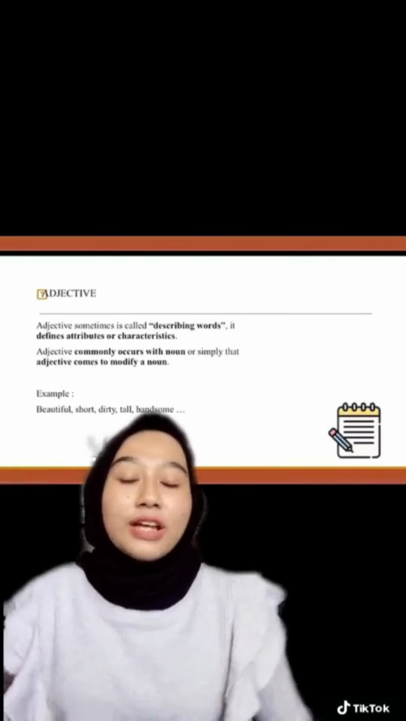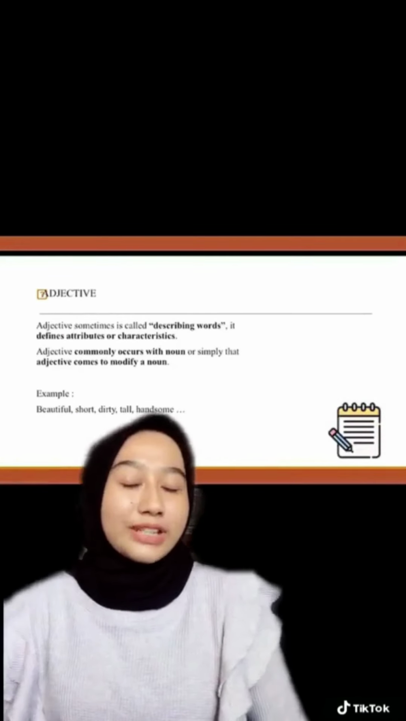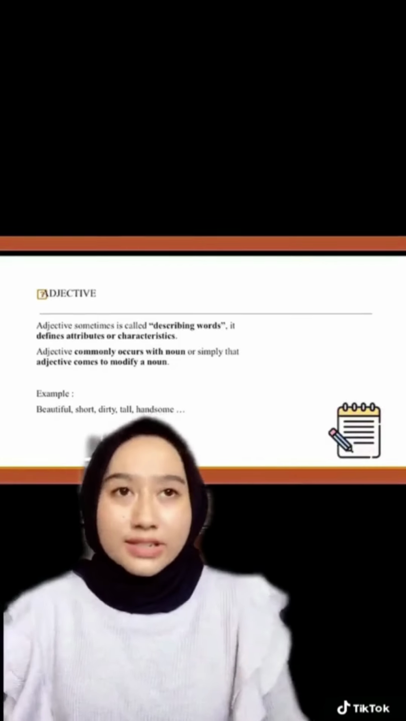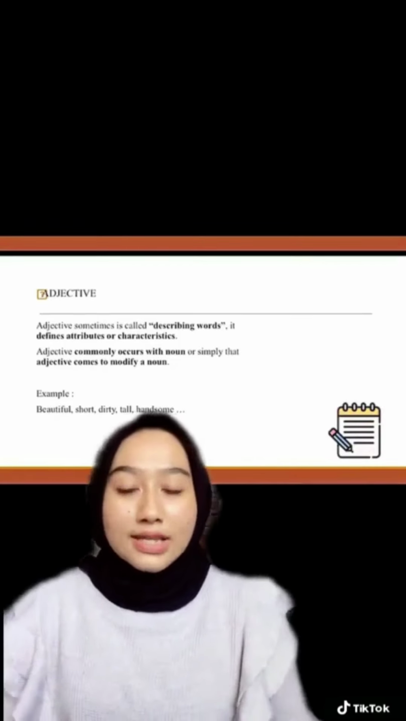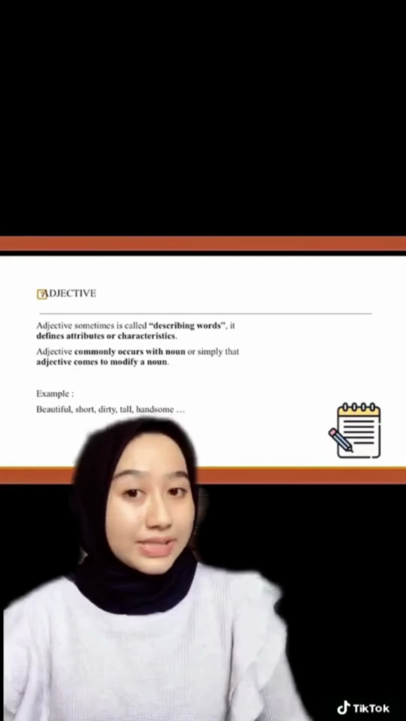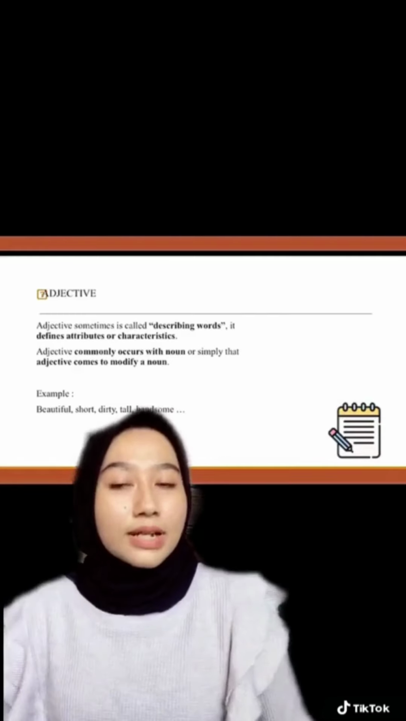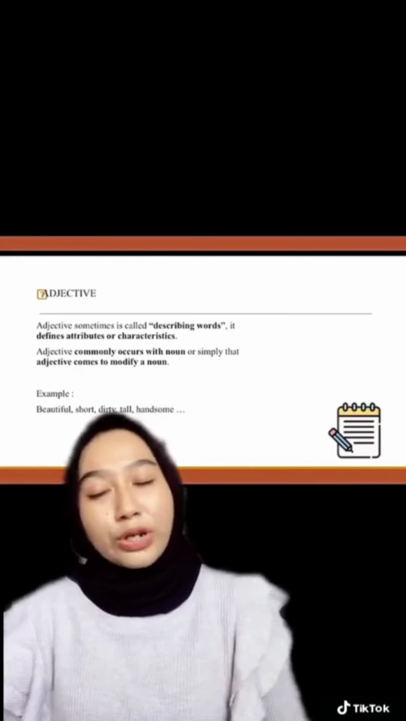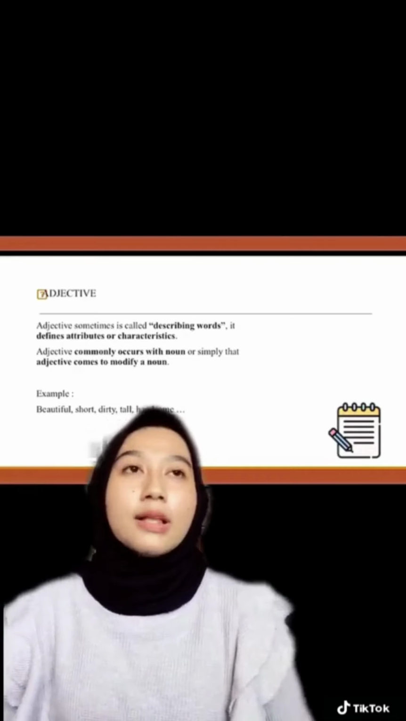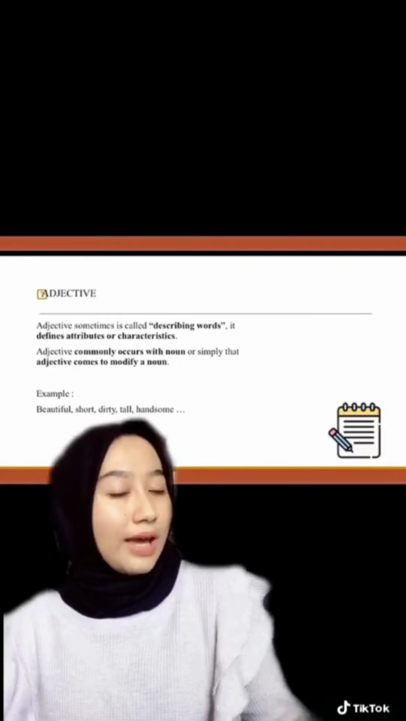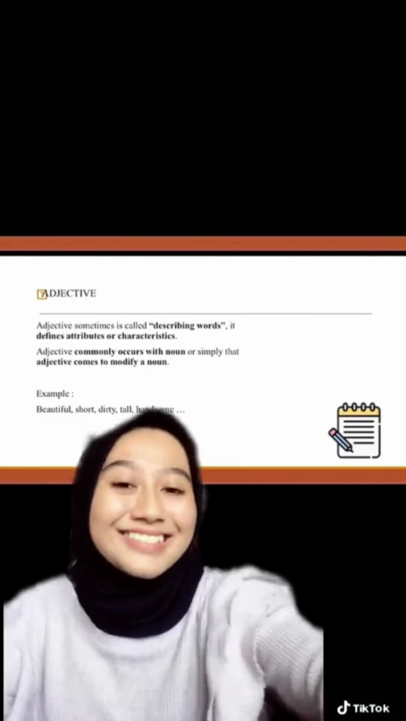Today I'd like to explain about adjective and adverb. The first one is adjective. What is an adjective? Adjective is sometimes called describing words. It defines attributes or characteristics. Adjectives commonly occur with a noun, or simply we can say that an adjective comes to modify a noun. For example, beautiful, tall, short, dirty, handsome, and so on.